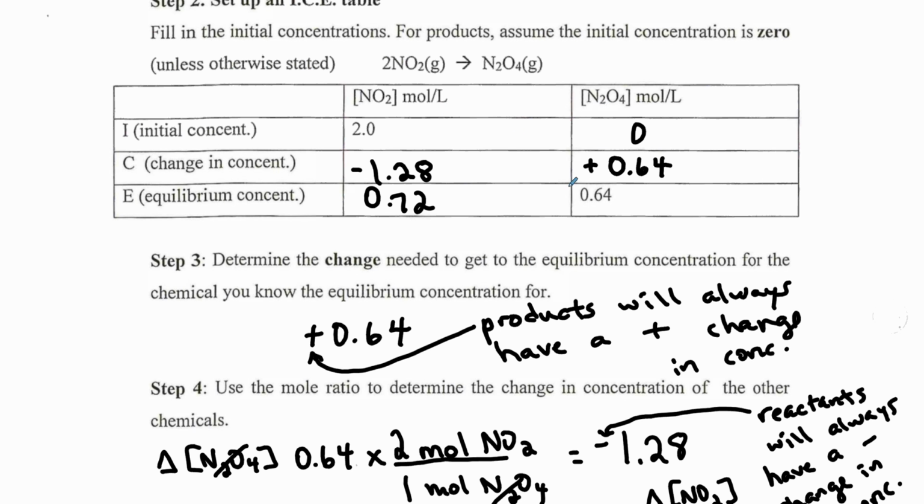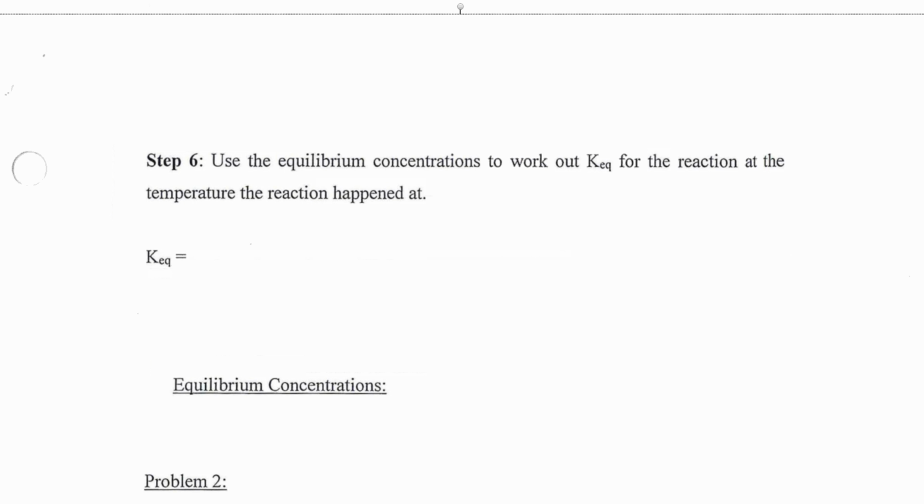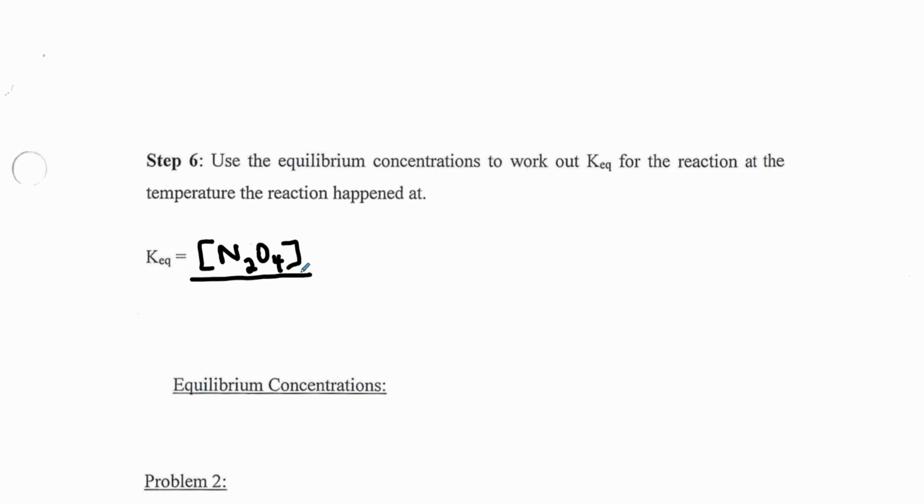So I use this ICE table to get to this value here, because without this value, I can't solve for KEQ. Now that I have both equilibrium concentrations, I can now solve for KEQ. So let's go on to the next page and do that. So to solve for KEQ, I'm going to set up just like I've done before. Products on the top. So the concentration of N2O4, there's no exponent because there's no coefficient, divided by the concentration of the NO2, and that's going to be squared because of the coefficient 2.